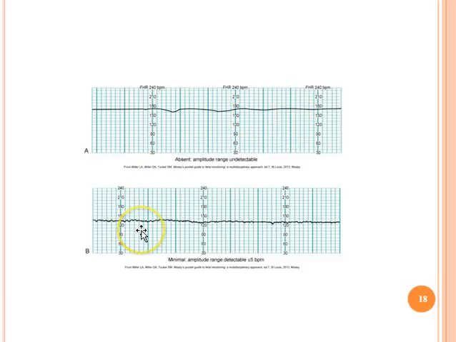B is minimal. The amplitude range is detectable, but it's less than 5 beats per minute. And you see how this differs from this one, where this one is kind of a straight flat line. You do have a few changes in the baby's fetal heart rate in this one. So that's minimal and that's absent.